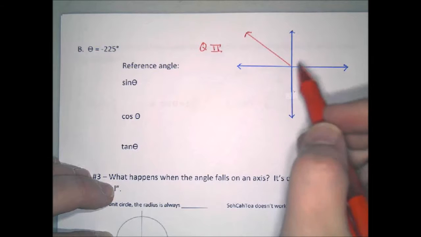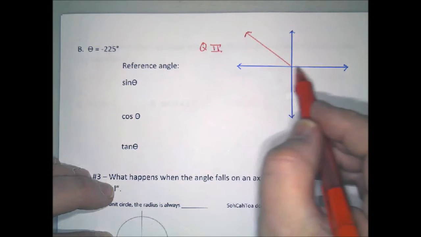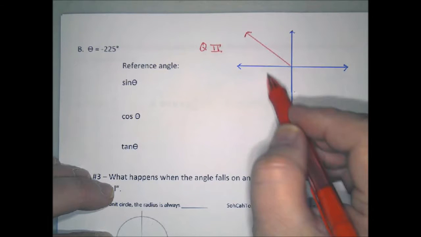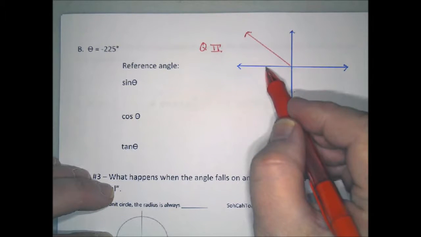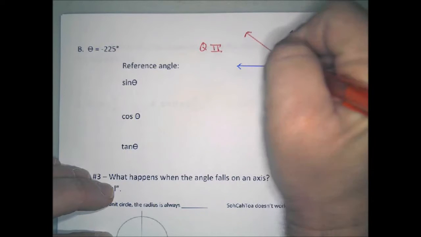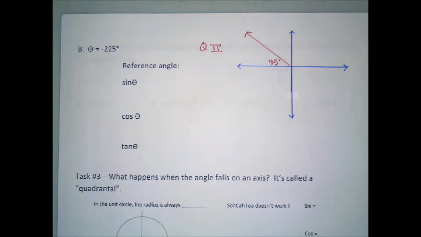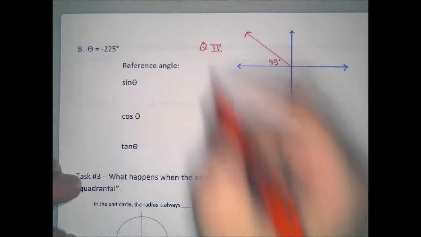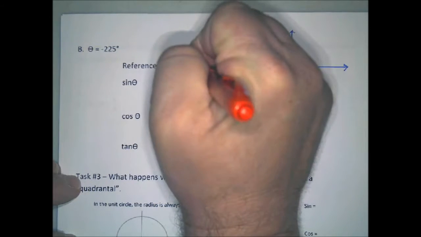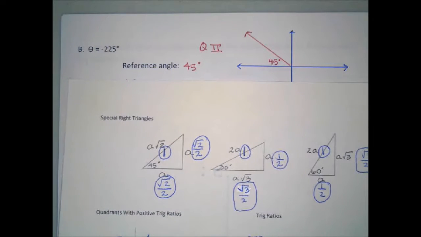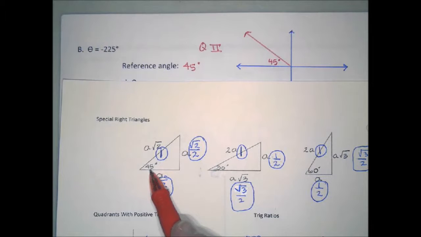But what's my reference angle? One more time, reference angles are always off of the horizontal axis. So we went to 90, we went to 180, and we went past 180 by 45 degrees. And that tells us our reference angle is a 45-degree angle. So all that does is it takes us back to our chart with a 45-degree angle.